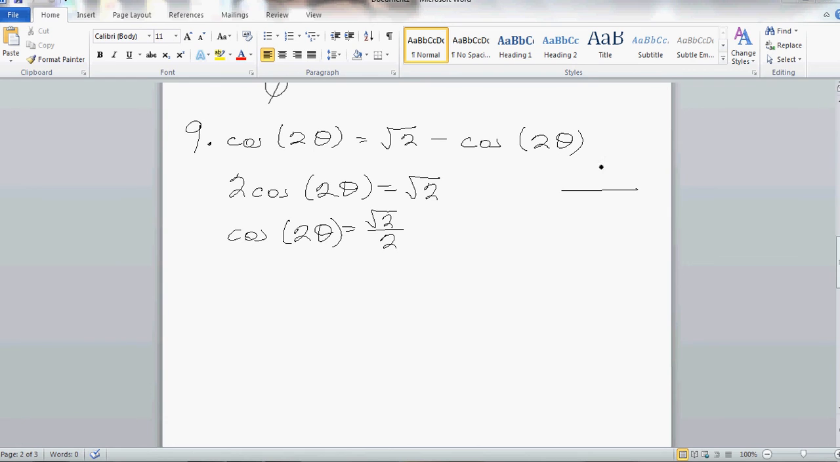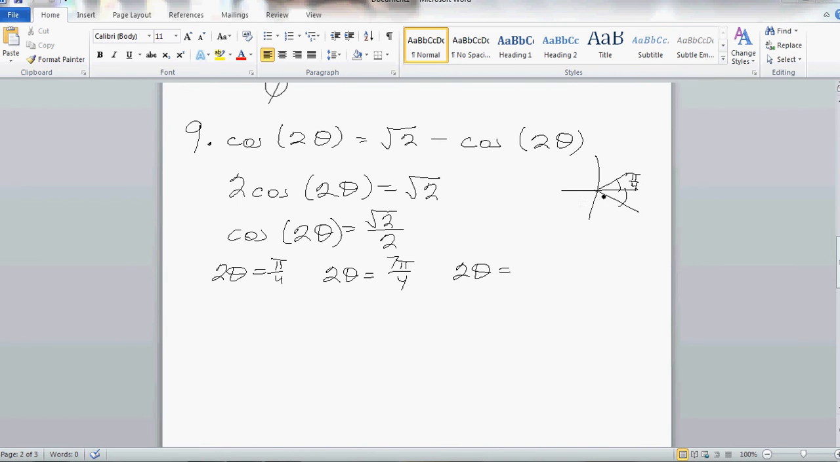Now here I'm only dealing with positive, so cosine can only be positive in quadrant 1 and quadrant 4. But I also have to realize I have to go around twice so that I get all of the answers that are possible here. So my reference angle, where does cosine equal root 2 over 2? That's at pi over 4. So I would name this angle, or in other words, 2 theta would equal pi over 4. Or 2 theta would equal the angle going all the way around here, which is 7 pi over 4.